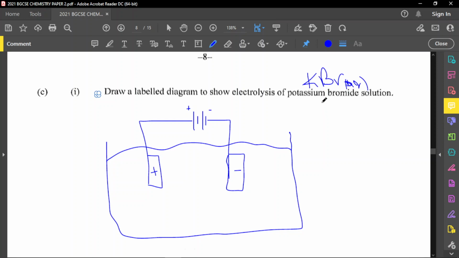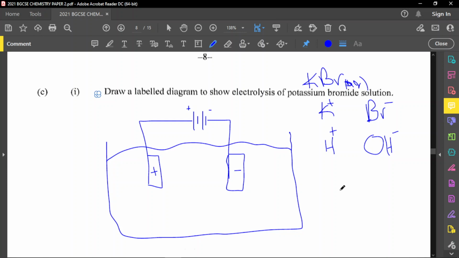So in this we can have K plus, because potassium comes from group 1. I'll put all the negative on one side: Br minus, which is from group 7. From water, we're going to have H plus ion, just to make a note right there. And we're going to have OH minus as well. But you need to remember the electrolysis series and which of them will be preferentially discharged over the other.